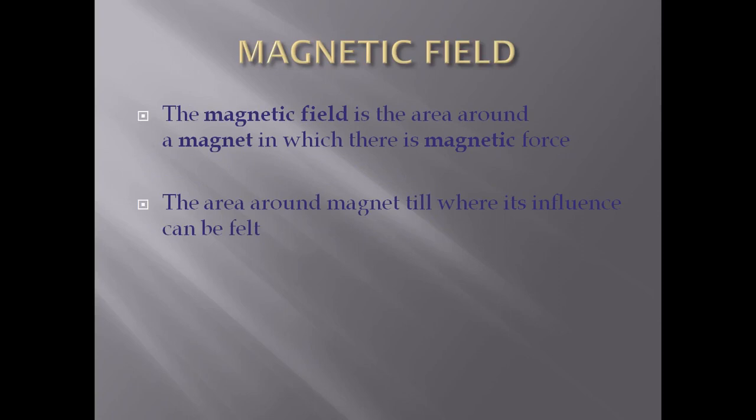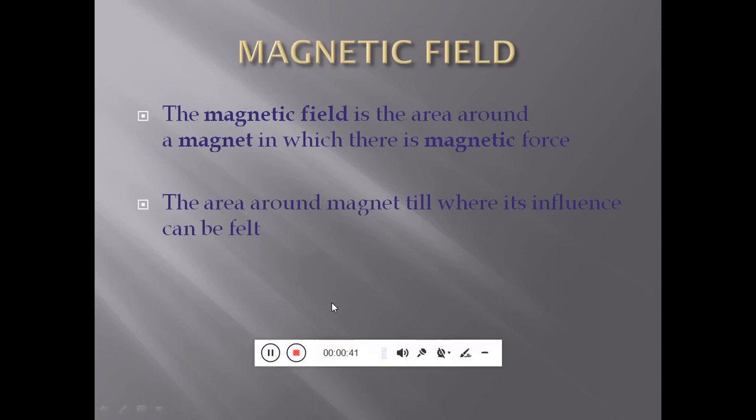Now what do you mean by magnetic force? The area around a magnet till where its influence can be felt. We all know that if we bring an iron nail near a magnet, what will happen? We will experience some force. That force can be either repulsive or attractive. If you bring an iron nail near a magnet, you will experience a force.